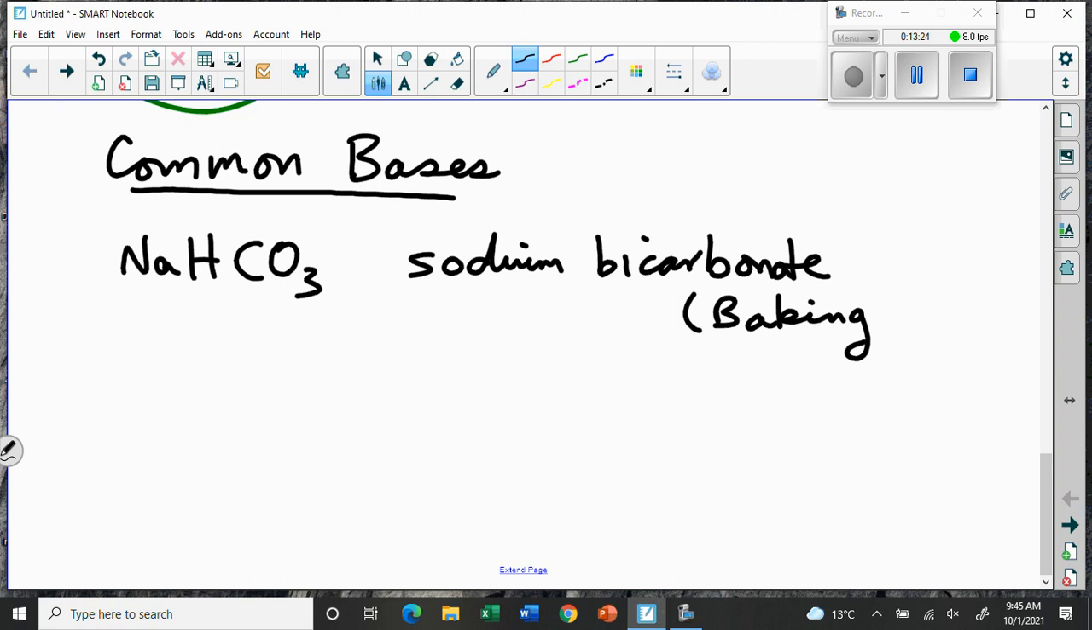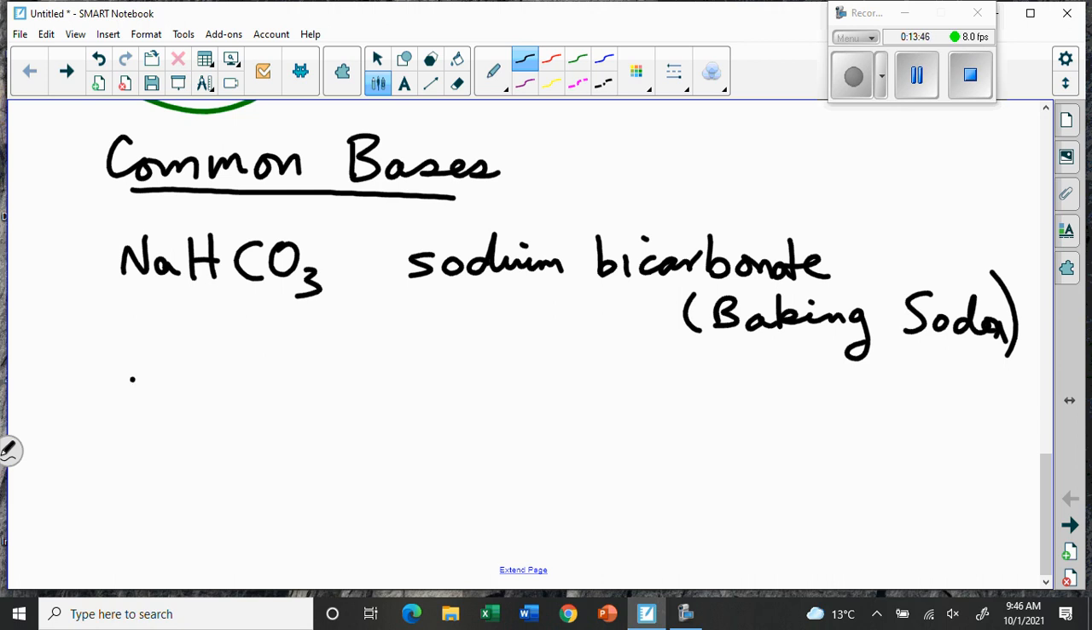And we're going to see, when you start to react acids and bases together, why this baking soda is a good thing to bake with. It has a very specific purpose when you bake. It essentially releases a gas that causes your batter to get all bubbly and soft, so it makes like a nice fluffy cake or something.